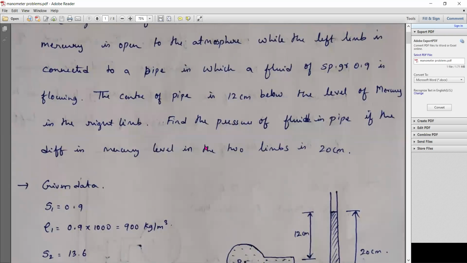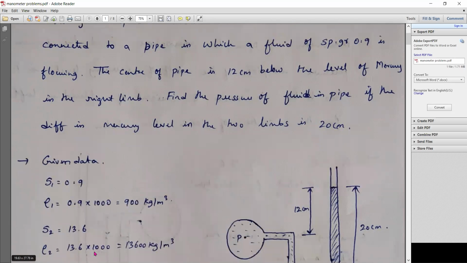Before that, find the density of mercury also. What is the fluid here? Mercury, he said here, right? The level of mercury, so the other fluid is mercury. The specific gravity of mercury is 13.6. Then find density ρ2, or ρm you can use. S2 I have used, so use ρ2. So ρ2 equals 13.6 into 1000, which is 13,600 kg per meter cube.